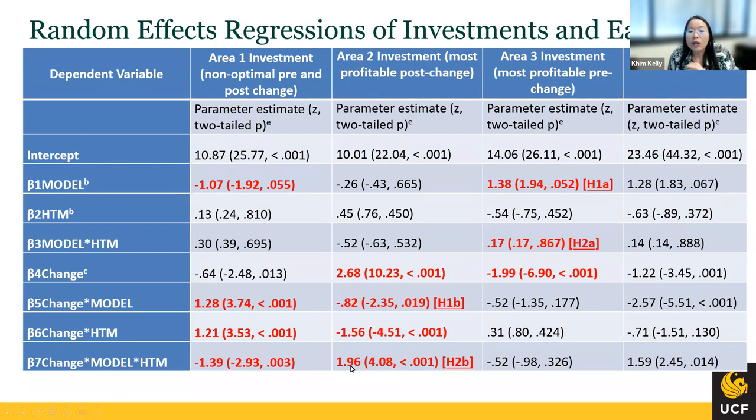So a natural question that you may have is, if the model folks and the HTM folks are not investing in area two, then where are they investing? They must be investing either in area three, where we don't see any significant effects, or in area one, and our data does show that instead of investing in area two, which is the most profitable, they actually ended up raising their investments in area one, all right?